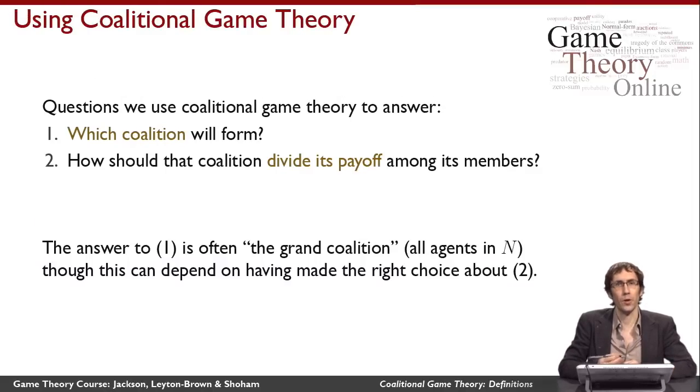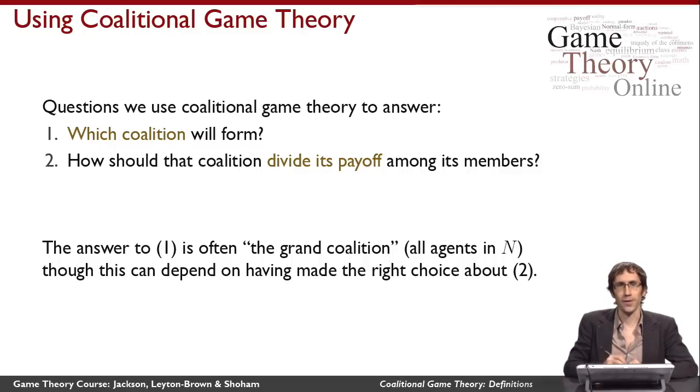There are two typical questions that we want to ask using coalitional game theory, the two fundamental questions. The first is, which coalition makes sense to form? Which coalition would like to form in this game? And secondly, once we know which coalition will form, how should the coalition divide its payoff amongst all of the people in the coalition?